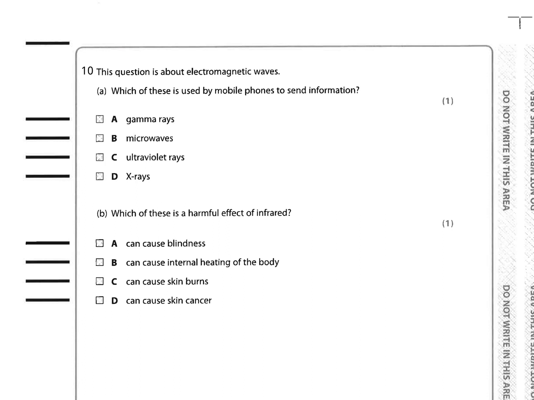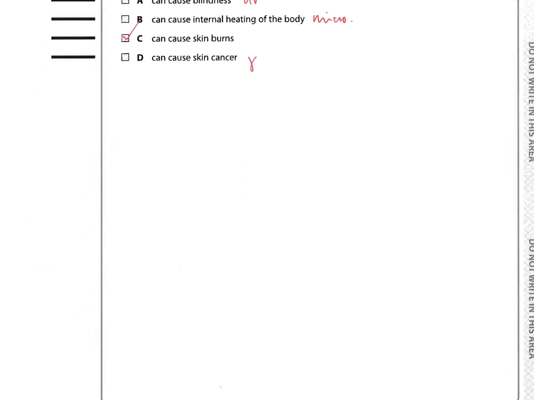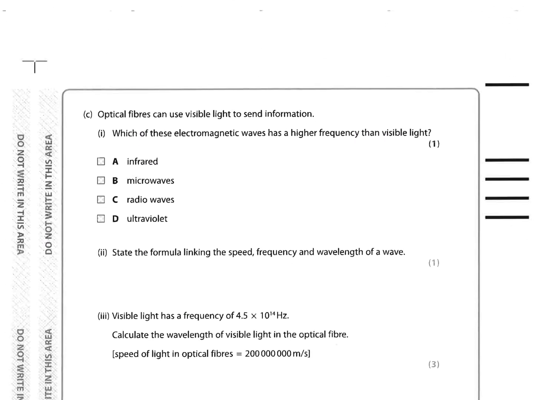The question is about electromagnetic waves. Which of these are used by mobile phones to send? You either know this or you don't know this. It's microwaves. Which of these is harmful? Effect of infrared. Infrared is like the oven or the toaster, so it's going to cause heat. It's not internal heating of the body, it's not blindness, so this is UV often, this is micro, skin burns, cancer is gamma, and so it's going to be C, it's burns. Burns as you or I know about them, not radioactive radiation burns.